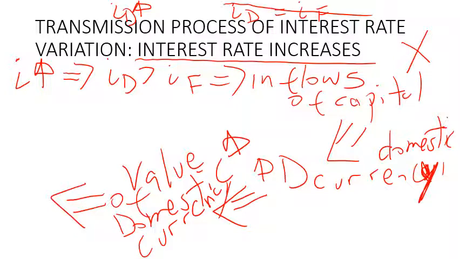So if the exchange rate goes up, then the question becomes, what's going to happen to our exports? Are our goods and services cheaper or more expensive internationally? They're obviously more expensive, and as a result, exports will decrease. So that's the transmission process of interest rate variation. Meaning, what happens to exports as interest rates go up? And next, I'm going to do the opposite.